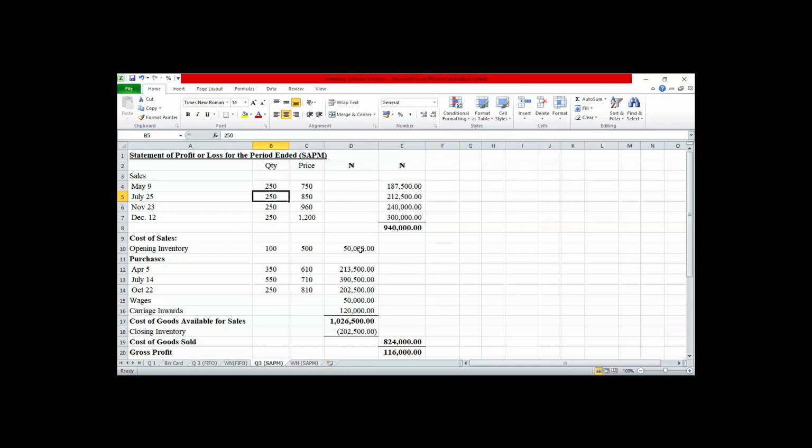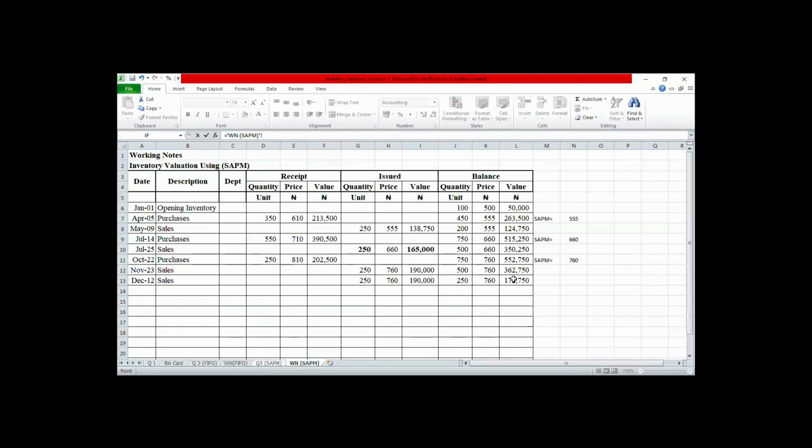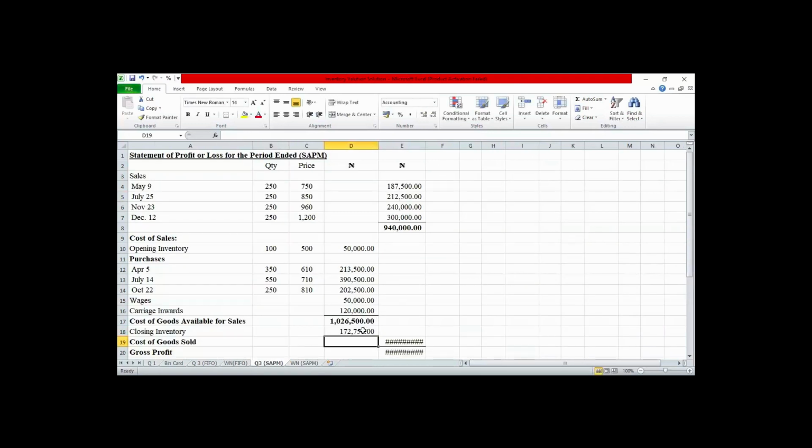Your opening inventory still remains the same. It will not change. Your purchase price still remains the same. All these are still intact. Your carriage and wages will still remain the same. But your closing inventory will change. So we go back to your working. What closing inventory do we have? 172,750. That is what we now bring here. We now less it. Is it clear? That's the only thing that we changed here.